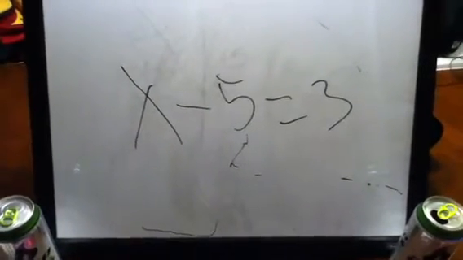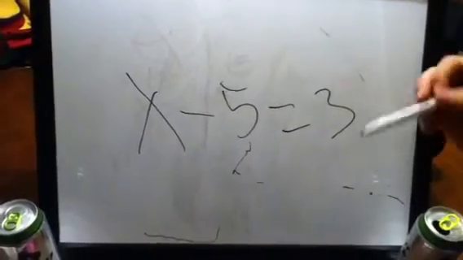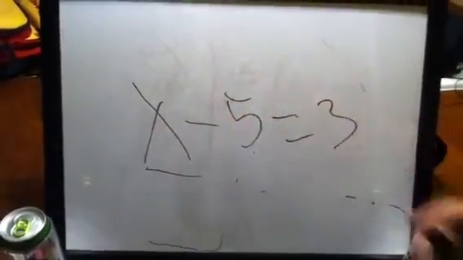Okay, so this is my Math 1 Extra Credit assignment on how to solve linear equations. So let's begin. The objective of linear equations is to get the x by itself.